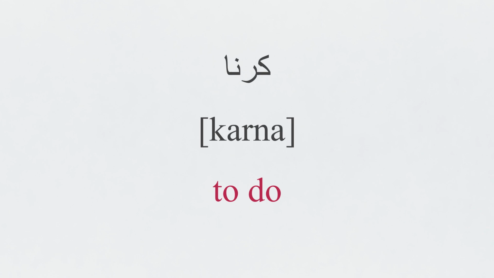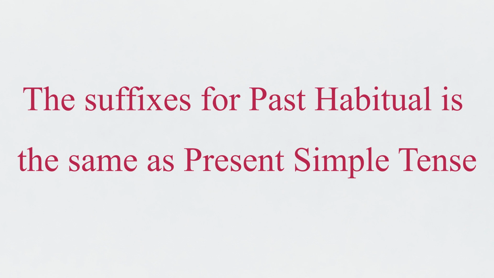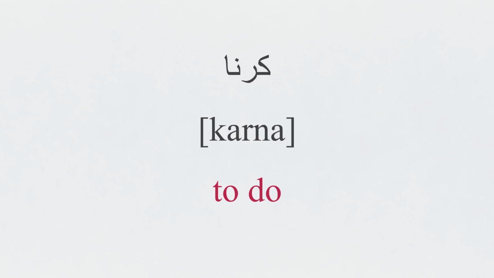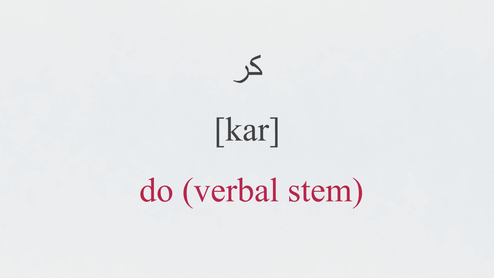So our action verb is karna. Karna is to do. Now this tense is very similar to the present simple tense. I made a video about it. So now what we'll do with karna is we will remove the na, because this is the dictionary form, the base form. We will not use it in the sentence. We'll conjugate it. After removing the na, the part that is left is called verbal stem, which is kar. Kar is do.